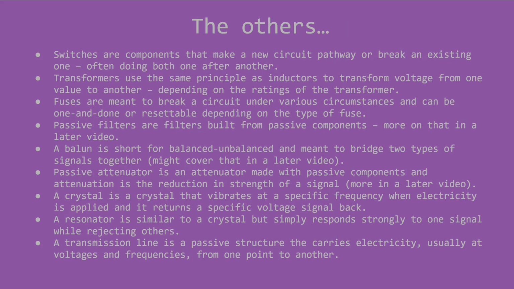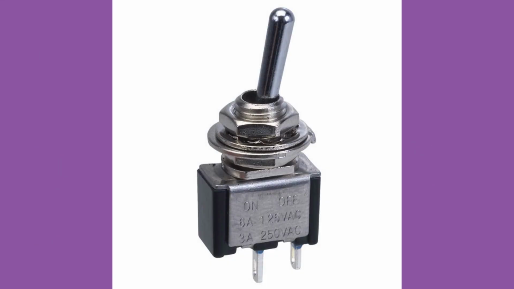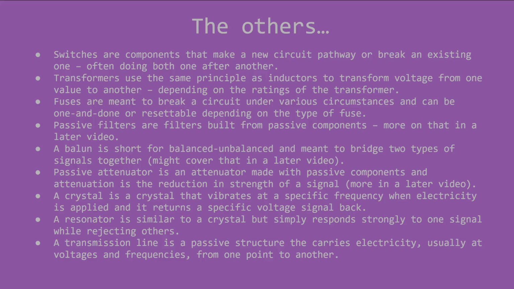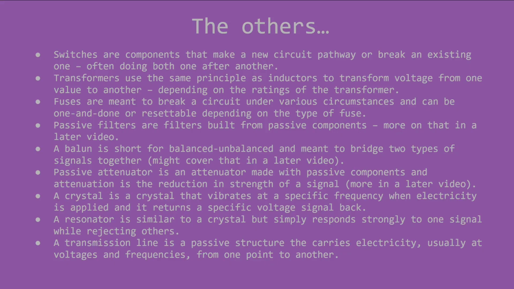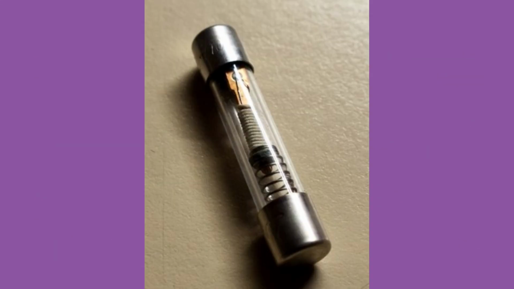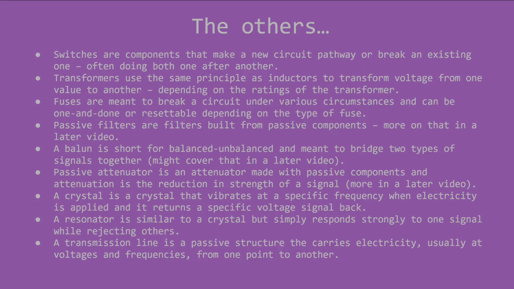All right. So in addition to the big three, there are also other passive components. There are switches. These are components that basically make a new circuit pathway or they break one. They usually do both, actually. Transformers basically use the principle of induction to transform voltage from one value to another because they transfer this through magnetic fields. Fuses are meant to break a circuit in various circumstances, such as circuit protection. Some are one and done, others are resettable.